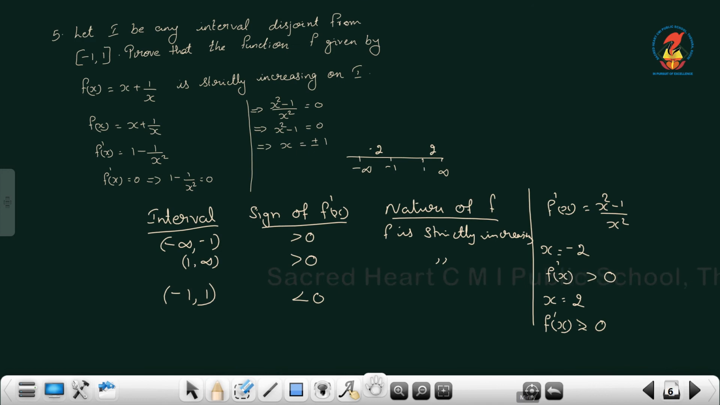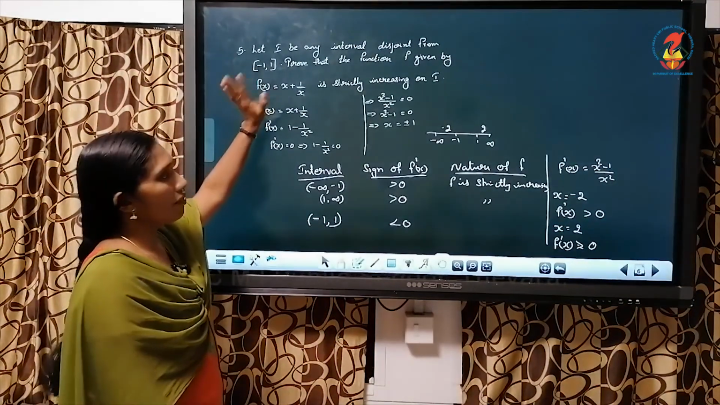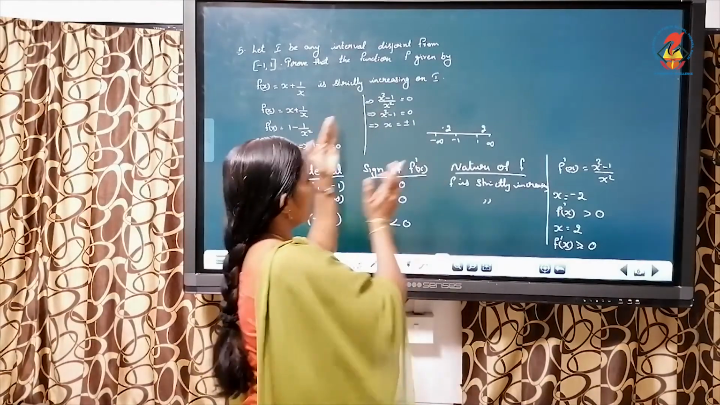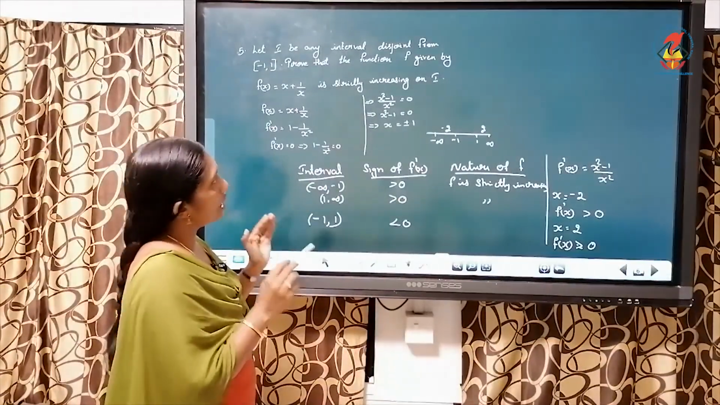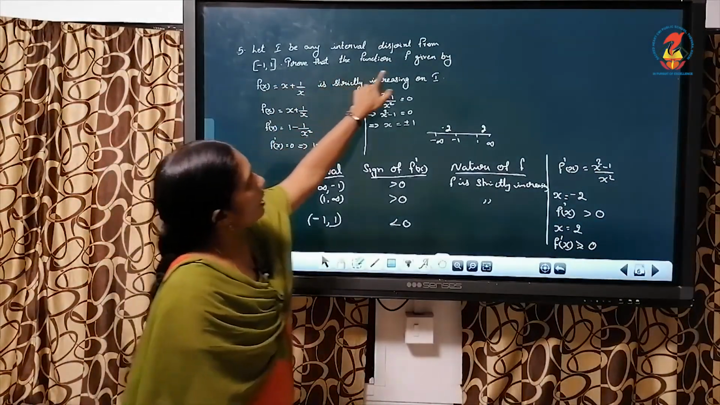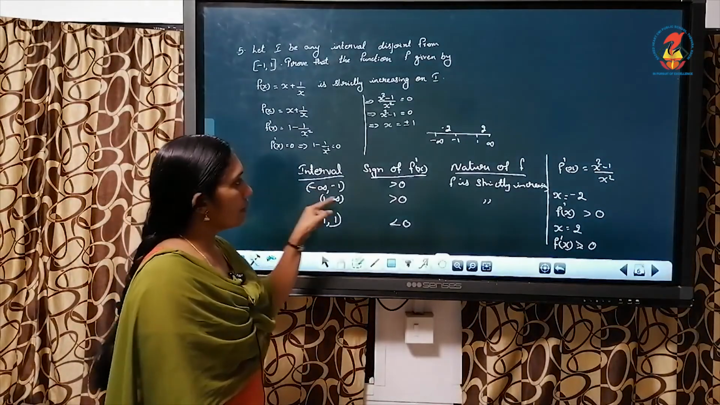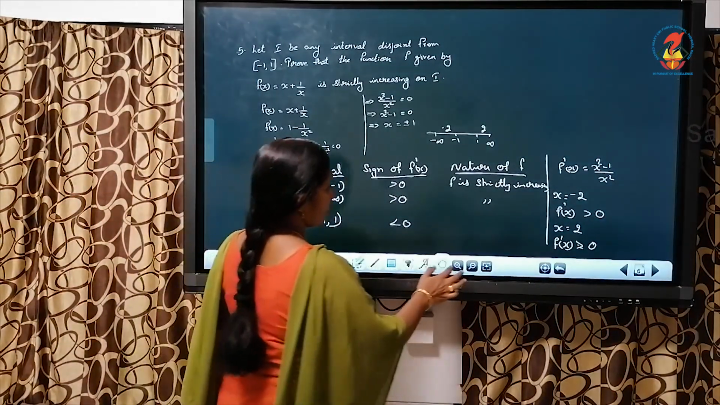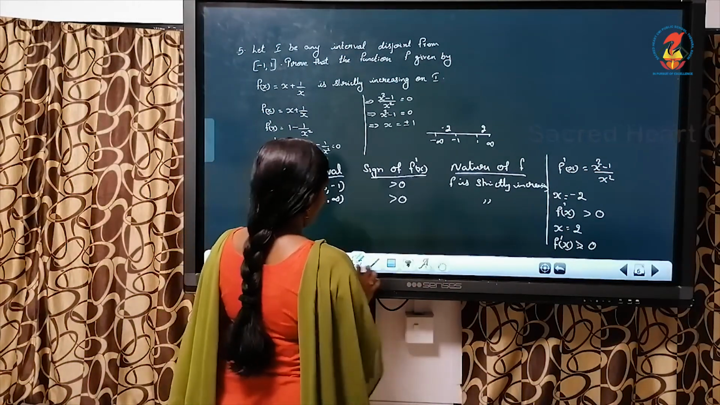But what we have to prove? Look at the question: let I be any interval disjoint from minus 1, 1. So don't consider this minus 1, 1. The other intervals, meaning minus infinity to minus 1 and 1 to infinity, there the function is strictly increasing, isn't it? In these two intervals the function is strictly increasing. So we proved. So we can write the conclusion.